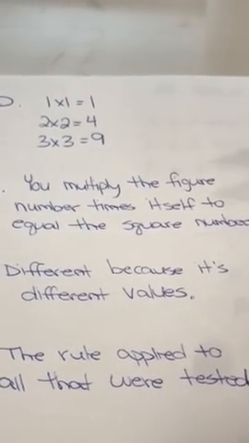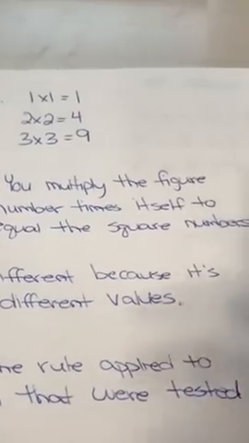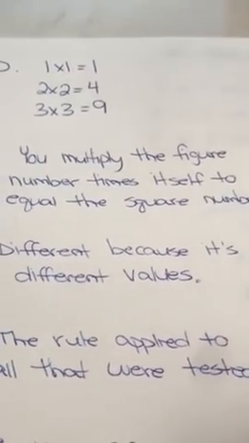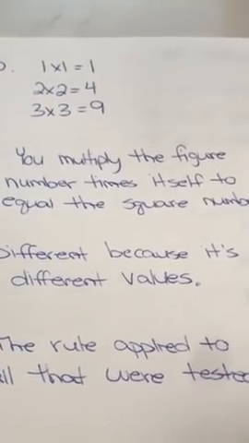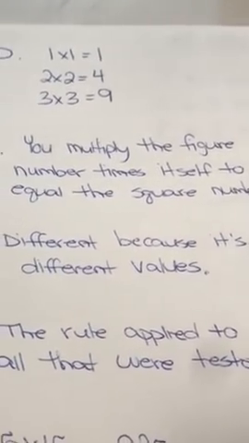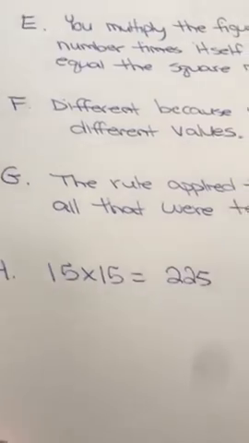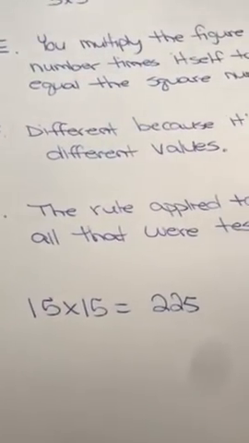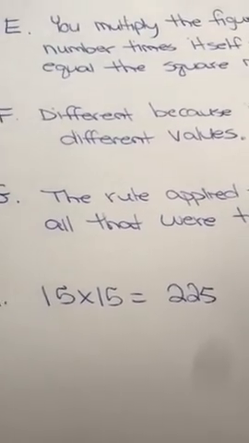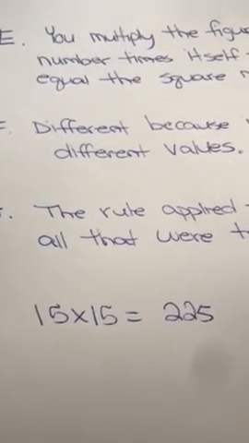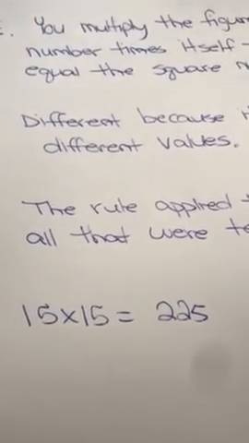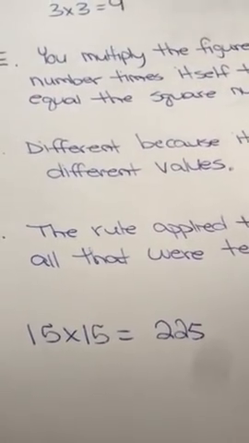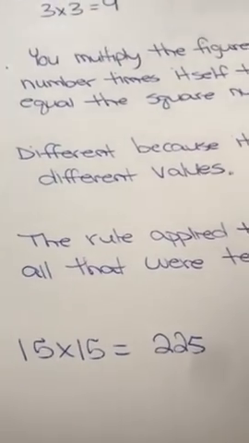So the last one is going to ask, what if you had a figure 15? How many small squares would you have? Remember, if we apply that rule, we're going to say 15 times 15. We're going to end up with a lot of squares. So for that final H, 15 times 15, if I multiply that out, I would get 225 small squares in that figure. Okay, and this concludes lesson 16.